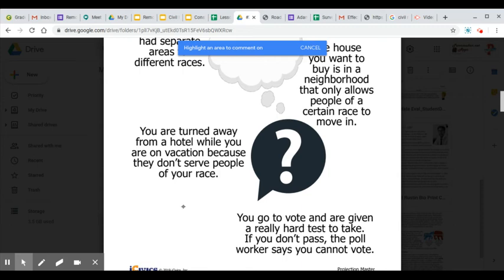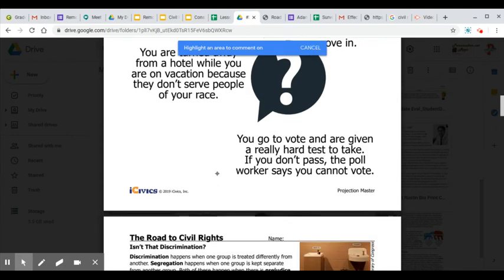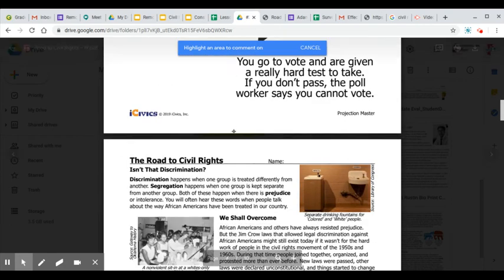And something we're going to focus on a lot, what if you went to vote and you assumed that you could just wait in line just like everyone else and be allowed to vote, that your voice should matter? But what if they gave you a really hard test to take, and then upon not passing that test, they told you you're not allowed to vote? That's not right. That takes away your civil liberty. So we're going to readdress this later on.